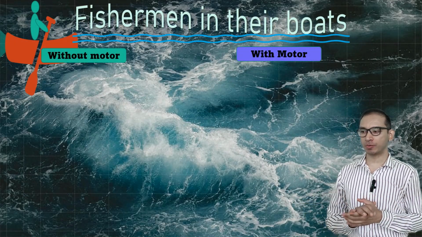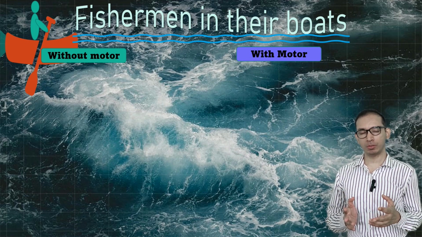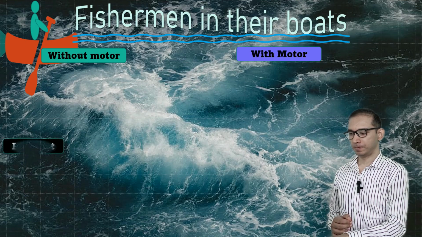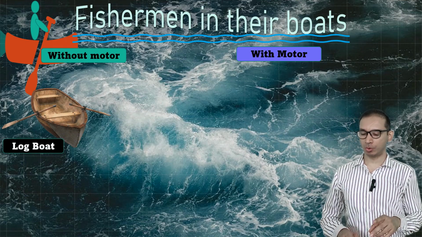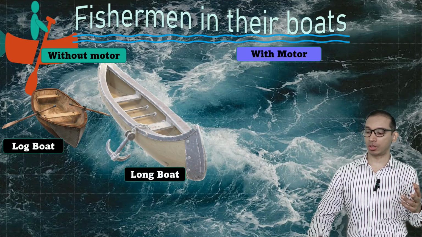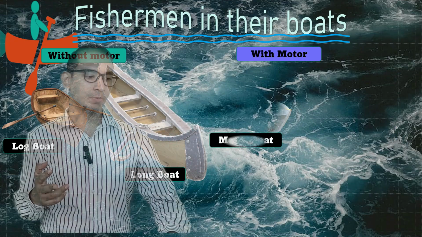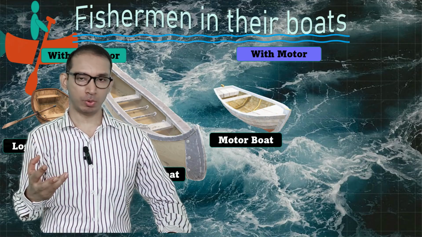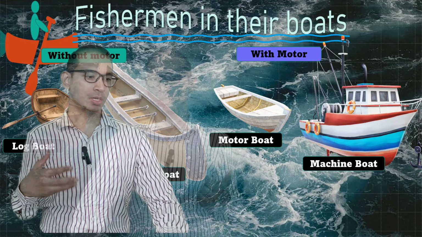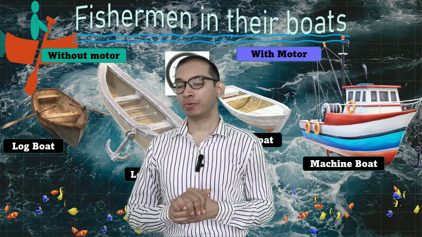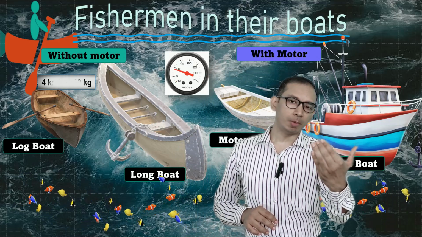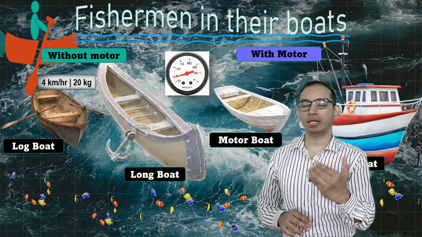You have two kinds of boats here. One is without the motor, and the other one is with the motor. Without the motor, again, you have two kinds of boats. One is a log boat, the other one is called a long boat. With motor, you have a motor boat, and the second type of boat is called a machine boat. How are they different? They're different in terms of the speed at which they travel and the amount of fish that can be transported in every trip.